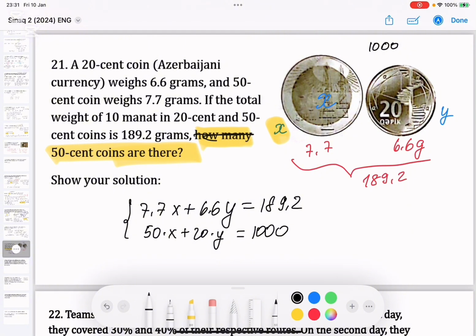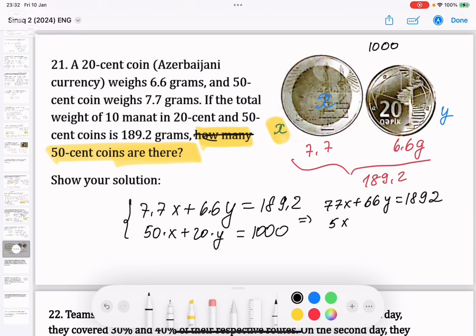Well, to solve this system of equations, we can multiply the first equation by 10 and then divide by 11. Let's multiply by 10 first. Let's do it step by step. Hopefully we'll have space left. 77x plus 66y equals 1892. And then the second equation can be right away divided by 10.